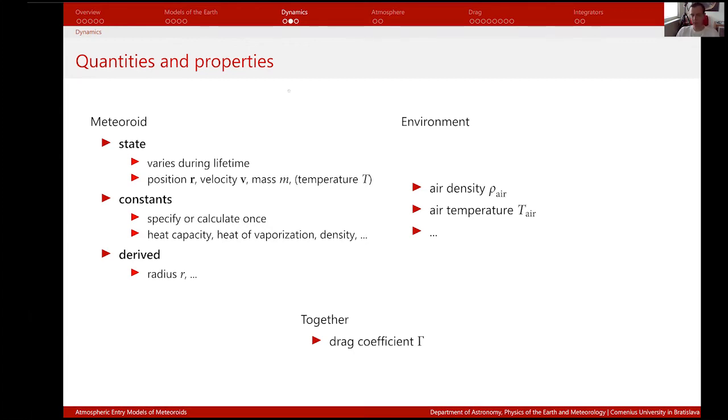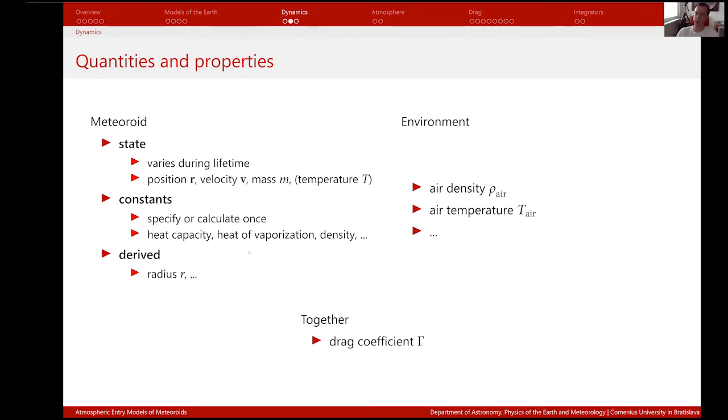Within the meteoroid, I decided to split the variables I'm using into 3 categories. One of these is the state, which is something that is variable during its lifetime. We begin usually with the position and velocity. However, since I'm not working only with dark flight, our meteors also ablate, so the mass is changing. And in the more complex models, also the temperature, at least the surface temperature of the body, is changing.